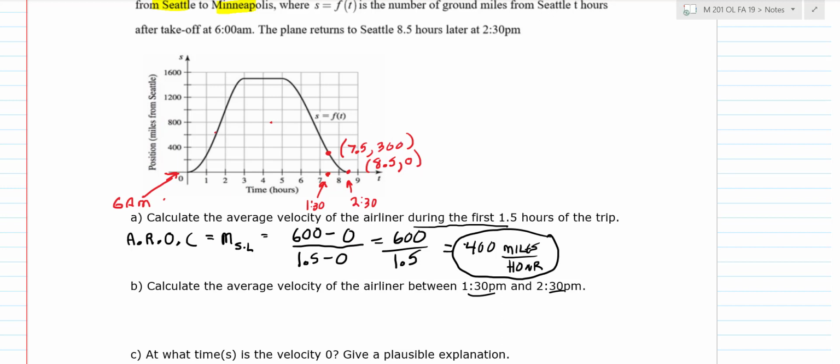So again, what we do is the average rate of change. When we do the average rate of change, what we're really doing is finding the slope of a secant line. So I'm just going to subtract these, and it doesn't matter what order you subtract these in.